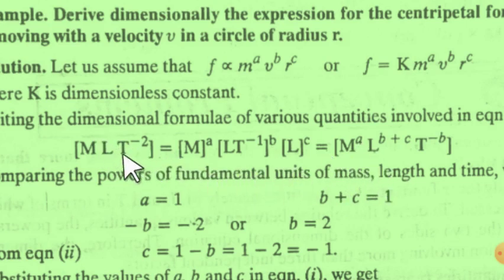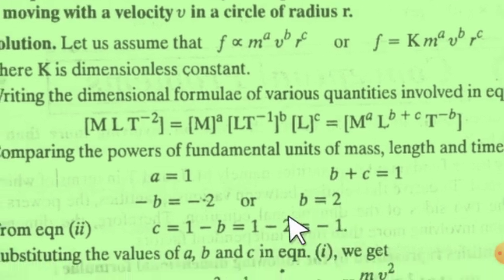What about length? b plus c will be equal to 1, because the dimension of length for the given physical quantity is 1. We need to write it like that. And for time, minus b will be equal to minus 2, so b will be equal to 2. If we put b equal to 2 in the above relation for length, then you will get c equal to minus 1.